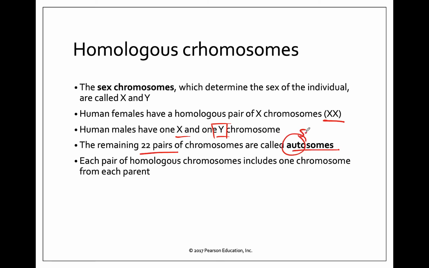Auto means self. Soma means body. So those are usually going to be associated with all of the different body characteristics that aren't typically related to sex. The X chromosome does have genes on it that are related to things like color blindness and other body characteristics, as the X chromosome is much larger than the Y chromosome. So again, for each pair, we have one chromosome from each parent. So in the X, let's say we have an X and a Y, this is a homologous pair. We got one of them from mom and one of them from dad.